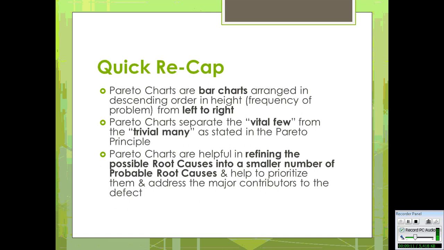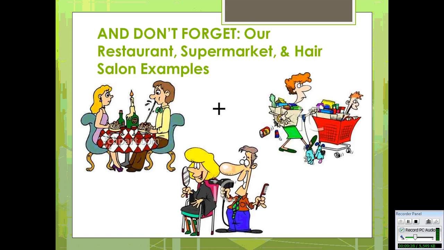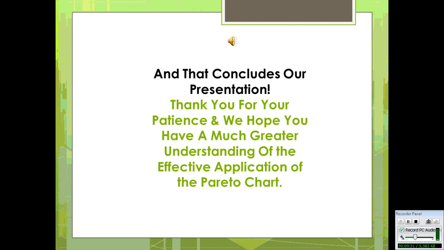Pareto charts are bar charts arranged in descending order from left to right. Pareto charts separate the vital few from the trivial many, as stated in the Pareto principle. Pareto charts are helpful in refining the possible root causes into a smaller number of probable root causes, and help to prioritize them and address the major contributors to the defect.